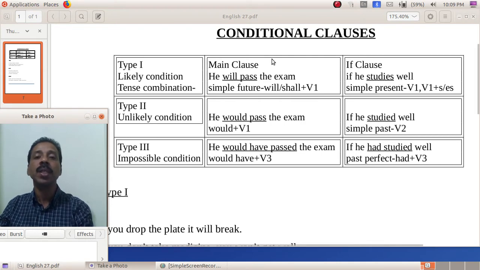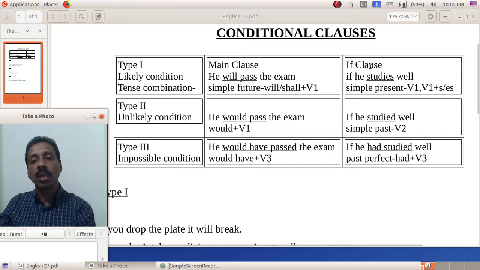Then if you look, you can see two clauses are there, main clause and if clause. So what's an if clause? That simply means the clause that begins with if. The clause that begins with if is called if clause. While we use this word if, that is to show the condition. The clause that begins with if shows the condition, and that condition is for the fulfillment of the other action mentioned. Clear?